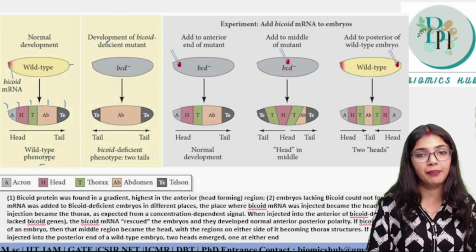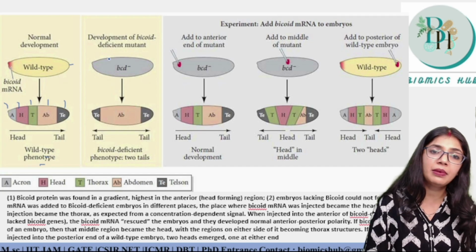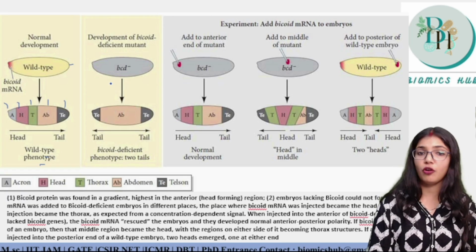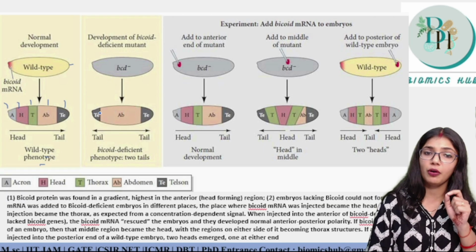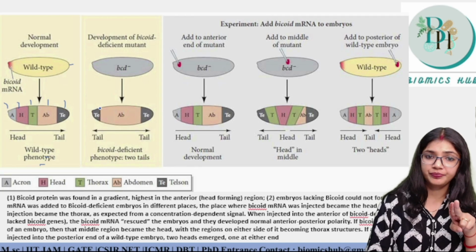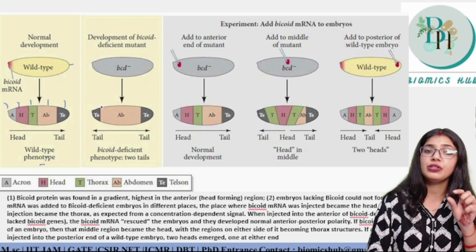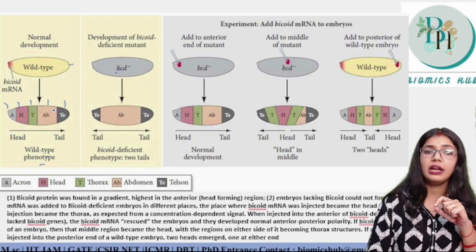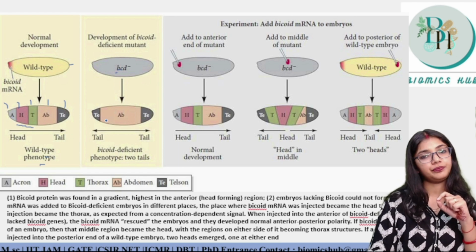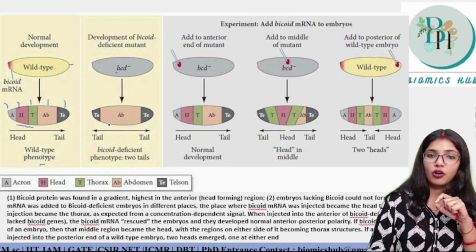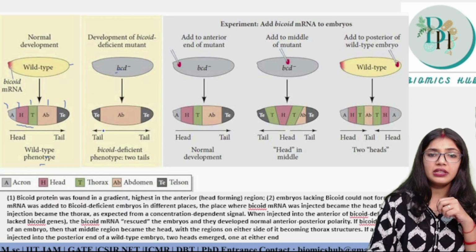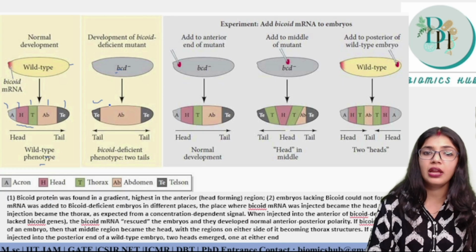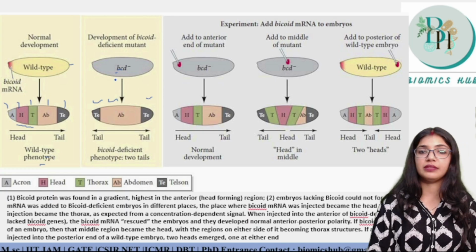Now let us see the development of the bicoid-deficient mutant. What happens in this condition, which is not the wild type, where bicoid is not present? Bicoid was responsible for the formation of acron and head, and some amount was also responsible for the formation of thorax. So if there is no bicoid, these three parts will not be formed. Here nanos is present, and this nanos will help in giving the tail. So the phenotype will be abdomen and telson if bicoid is mutated.